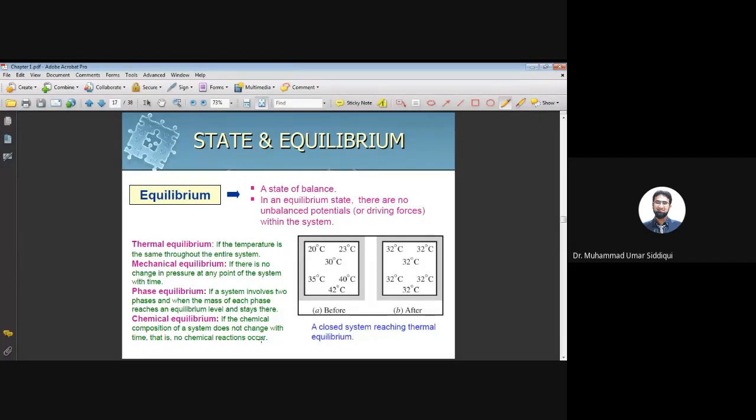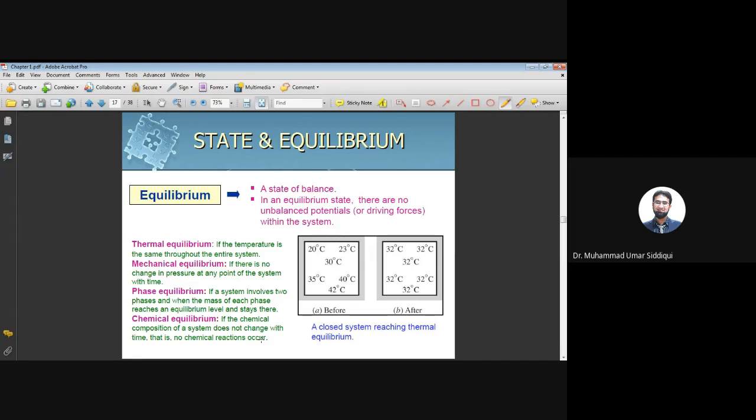So we have four different kinds of equilibriums that define different states of the system. In terms of temperature, that's thermal equilibrium. In terms of pressure, it's mechanical equilibrium. In terms of different phases, we have phase equilibrium. In terms of chemical reaction occurrence, we talk about chemical equilibrium. And let's say that we have a system where all the equilibriums are achieved: thermal equilibrium, mechanical equilibrium, phase equilibrium, and also chemical equilibrium. So we say that that object is in total equilibrium. Total equilibrium means all equilibriums combined are there within the system.